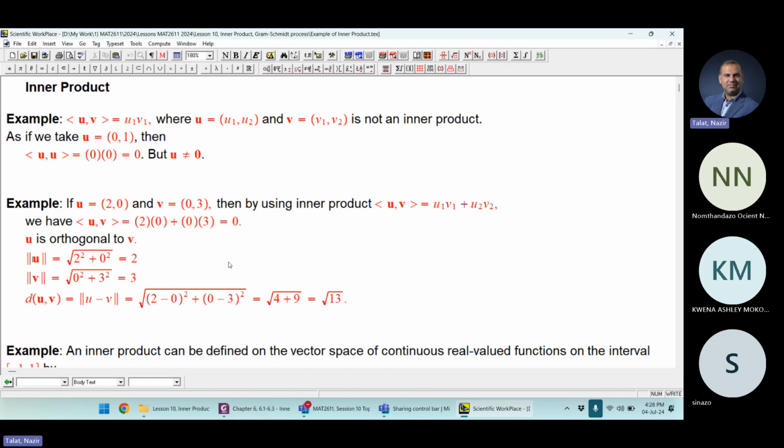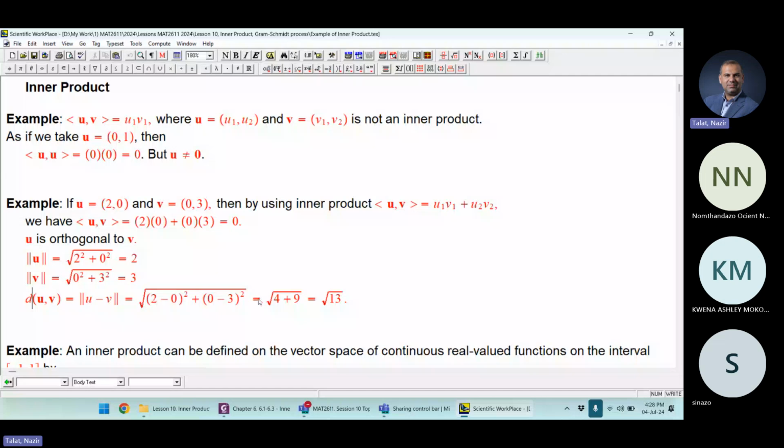But here you can also check what the length of u is. It simply gives us the square root of 2 squared plus 0 squared. Also, the norm of v is the square root of 0 squared plus 3 squared, which is equal to 3. Moreover, we can compute the distance between two vectors u and v with the help of this formula: it is equal to the norm of u minus v, which is the square root of (2 minus 0) whole squared plus (0 minus 3) whole squared, which is equal to the square root of 13.